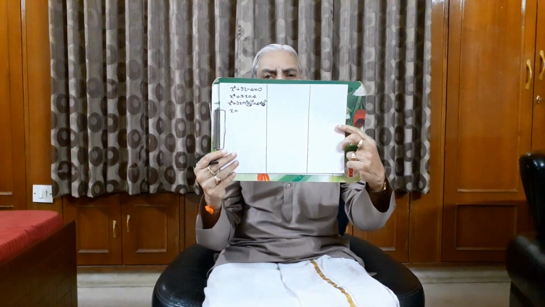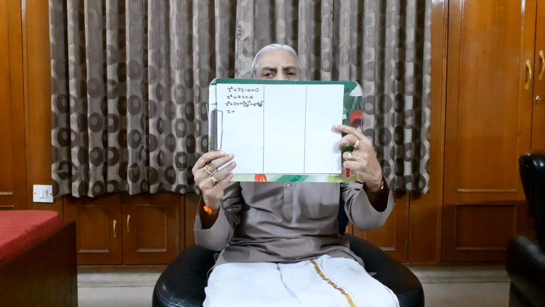Then simplify. Now the left hand side is already a perfect square. Take x, and between x squared and the last term take the plus sign, plus 3x. The last term is 3 by 2 the whole square. What is the square root of 3 by 2 the whole square? 3 by 2. So x plus 3 by 2 the whole square. This is important: x plus 3 by 2 the whole square.